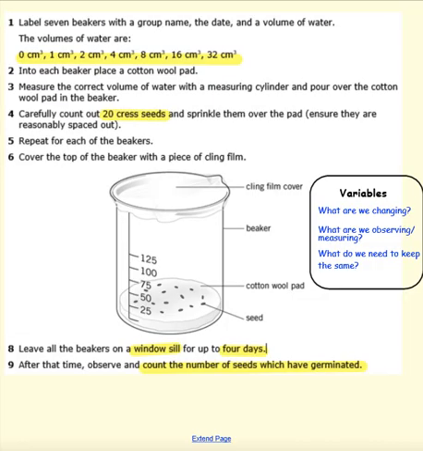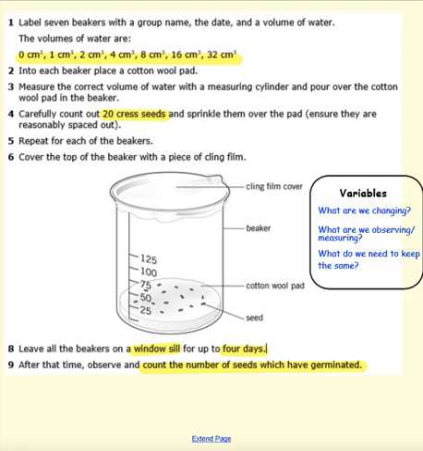So what could that look like? We could set up a number of beakers. Here we would be testing 7 beakers with different volumes of water. So we would set up the 7 beakers so that we could test 0 centimetres cubed of water added, 1 centimetre cubed, 2 centimetres cubed, and so on. So we're adding different amounts of water.